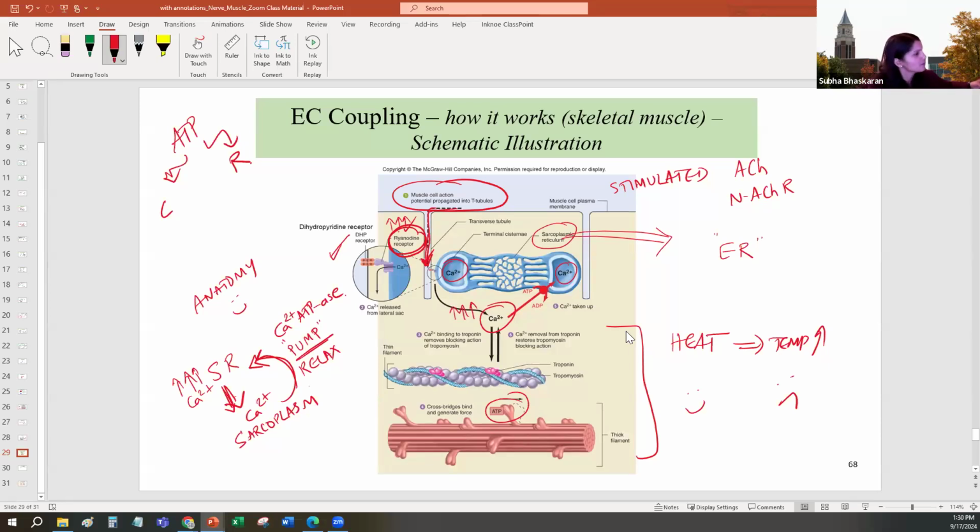ATP. Yes or no? Right? Because ATP is required to pump it back, get it back, pump it back, right? It's amazing how we use our physiology for a lot of things in our daily lives. Are we good? Yes. Okay.